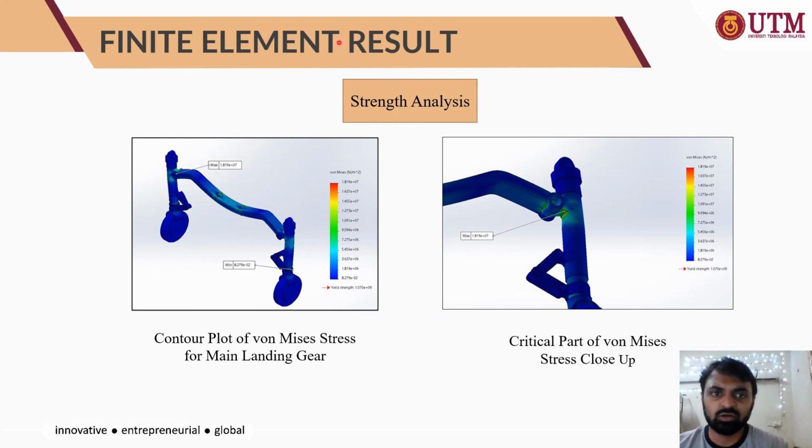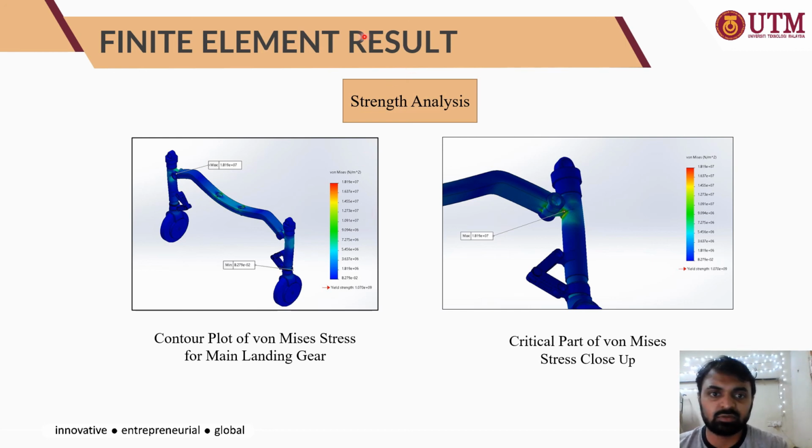By using the finite element result analysis, first we do the strength analysis. As you can see, the contour plot in SolidWorks is based on the von Mises stress of the structure. The contour plot displays the variation of a variable across the surface of the model. The red contour is the most critical stress of the element, where the blue color is the lowest stress of the element, followed by the von Mises stress.